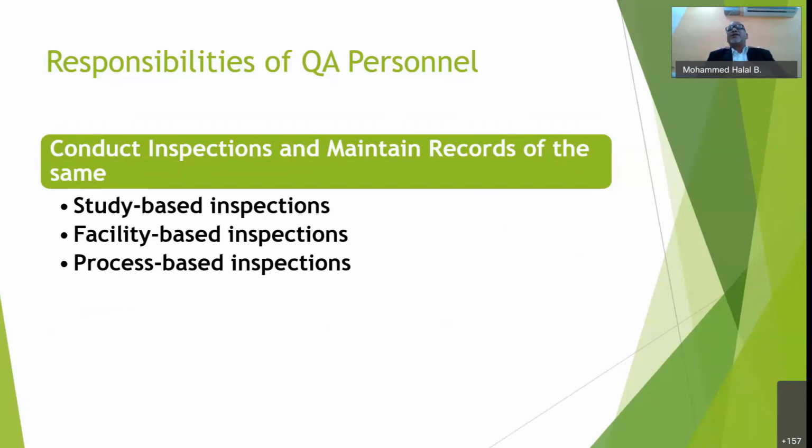How many audits, the different types of audit, are performed by quality assurance people? There are 3 types of inspections conducted by the quality assurance program. One is study-based inspection, then facility-based inspection, then process-based inspections.